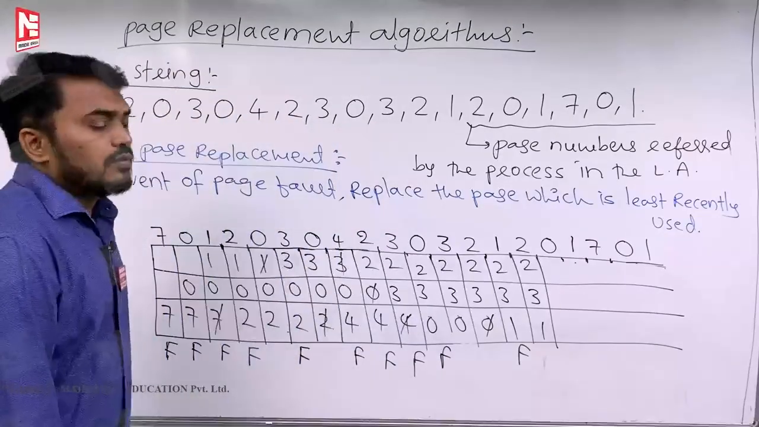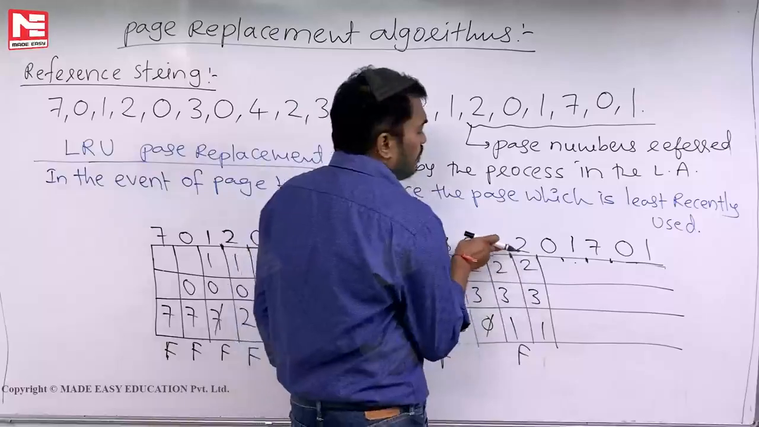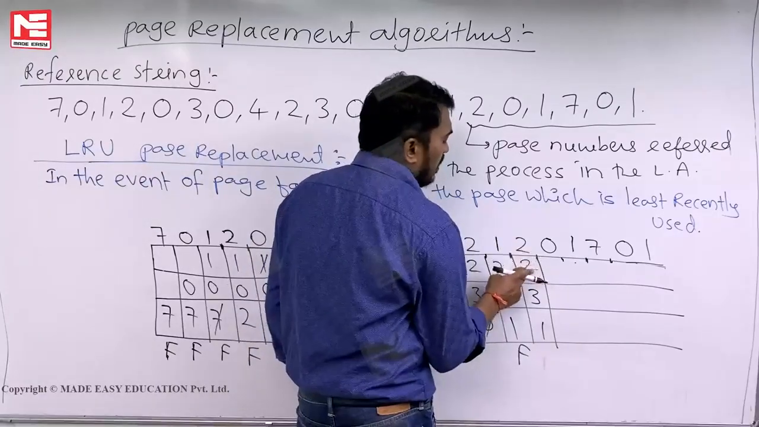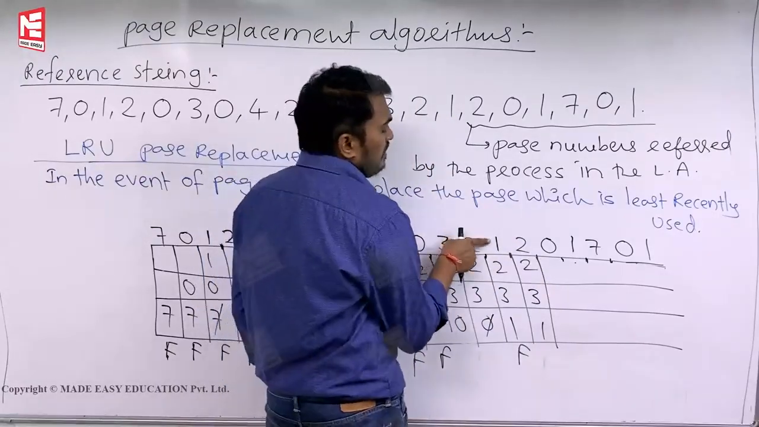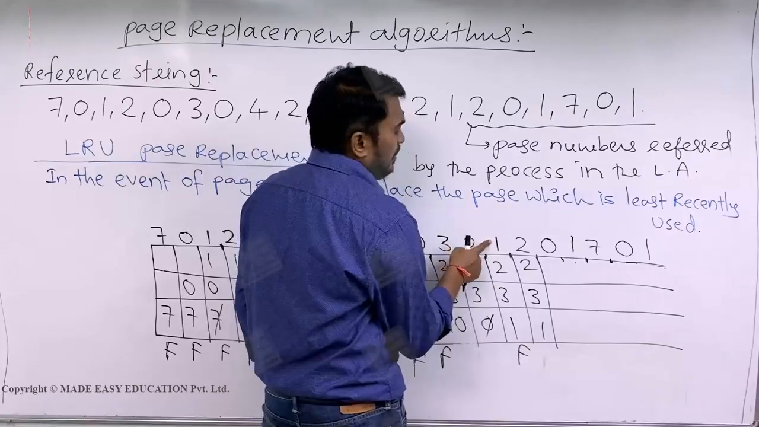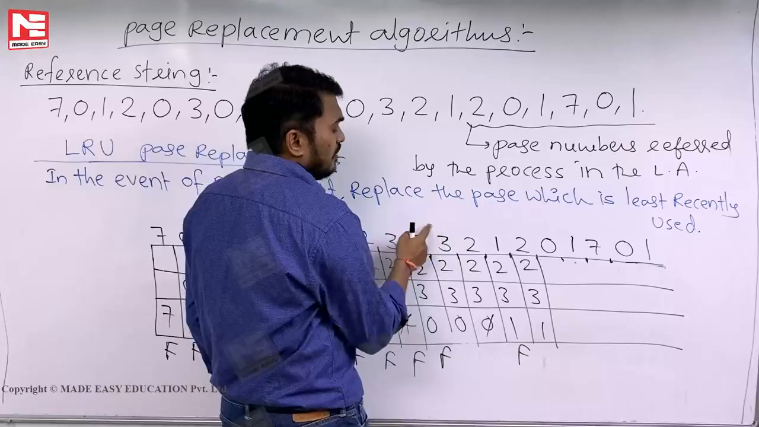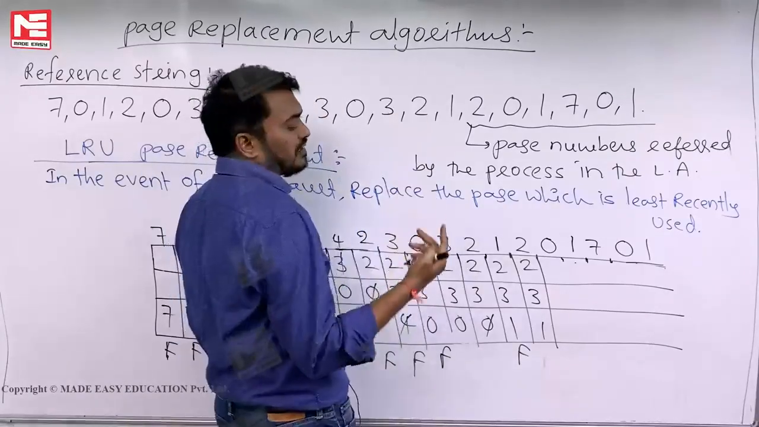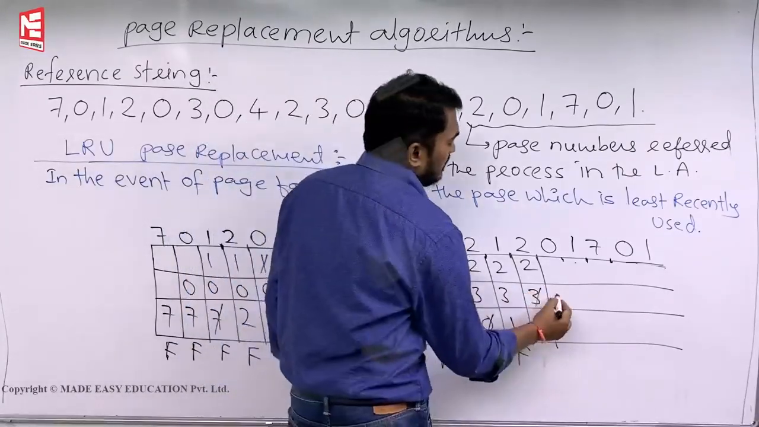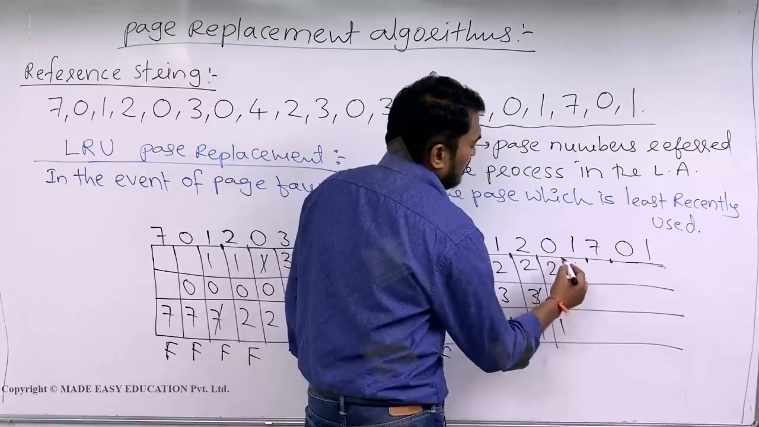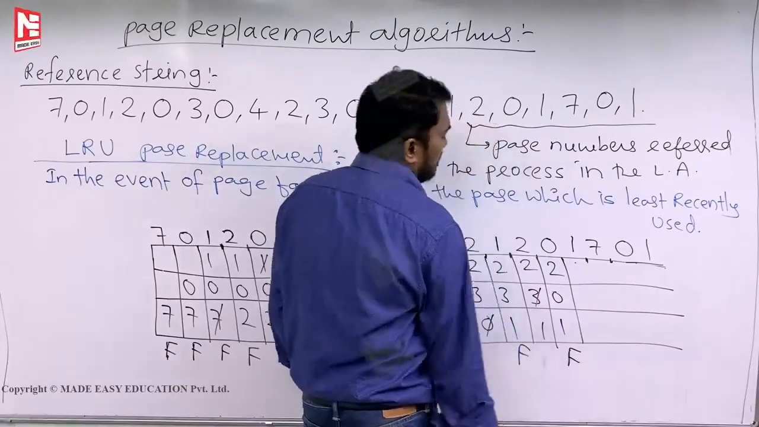Think, among 2, 3, 1, which one do you replace? 2 is the most recently used, the one we used just now. And 1 is the next most recently used, used a little while ago. But remember, 3 is the least recently used, we used 3 a long time ago. So replace 3 with 0 and copy the remaining as it is, and that is a page fault.